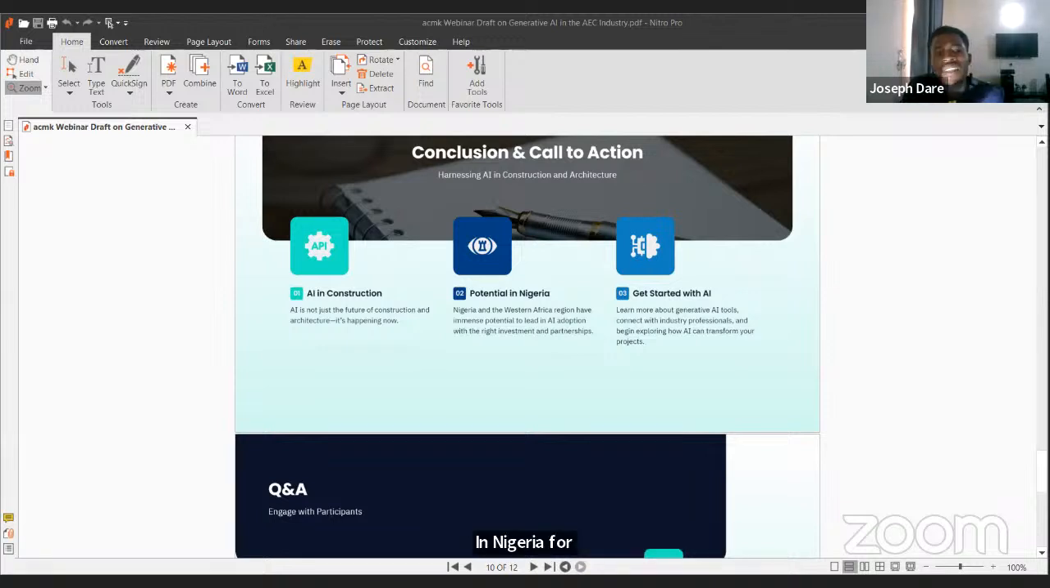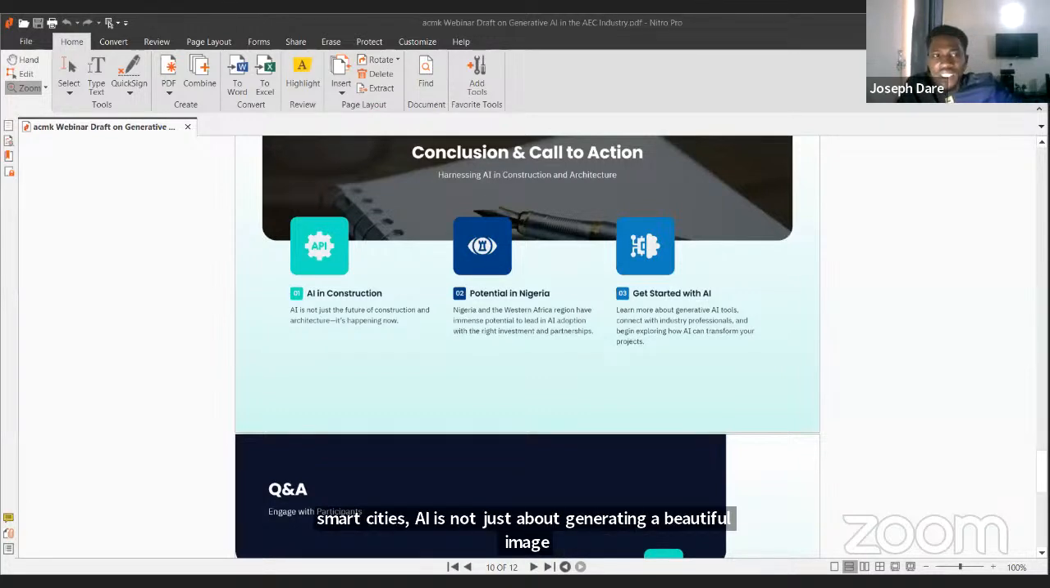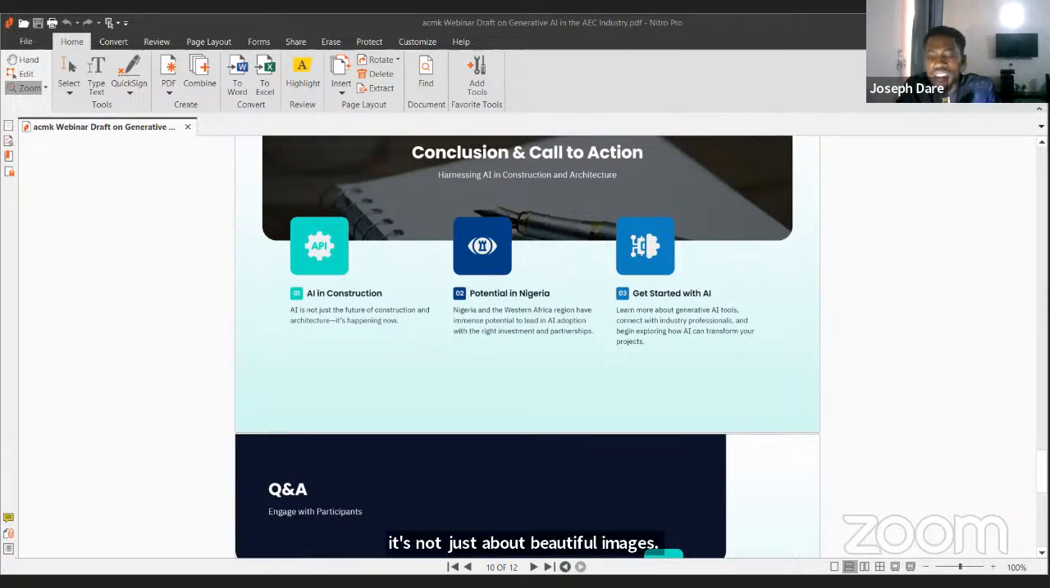AI is not just about generating a beautiful image. Smart cities, security systems, those are artificial intelligence. Security systems in homes, sensors, use of sensors to make life easier for you. You entering your kitchen and pressing a single button, or saying a word and something comes on, your gas starts working, or you say a word and your light comes on. Those are artificial intelligence. It doesn't have to be putting a prompt online. So it's vast. It's beyond online. So that is my take on that, Patrick.